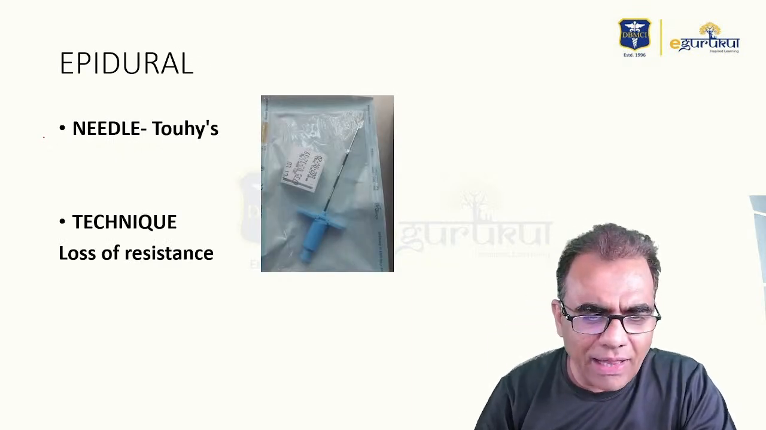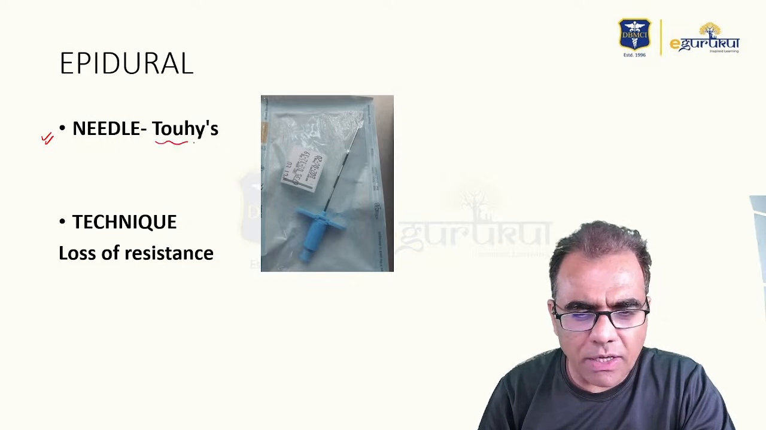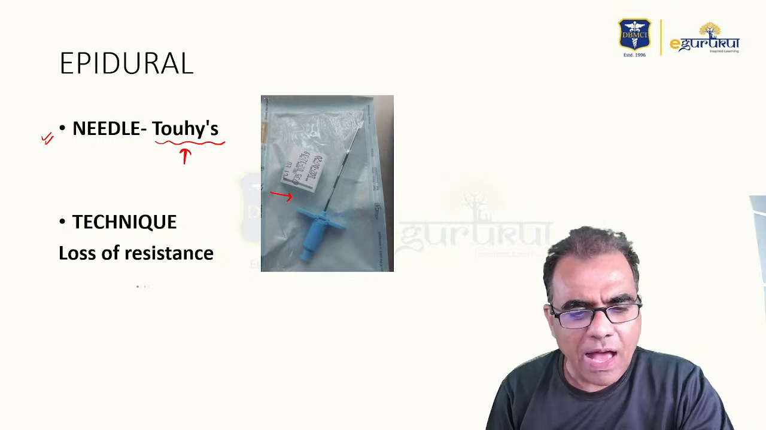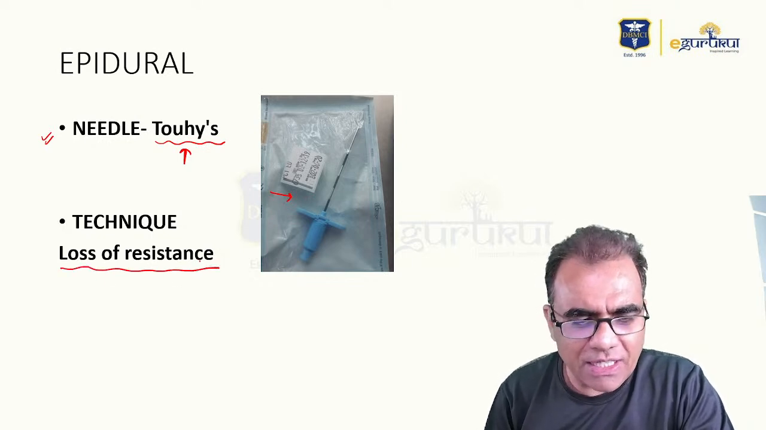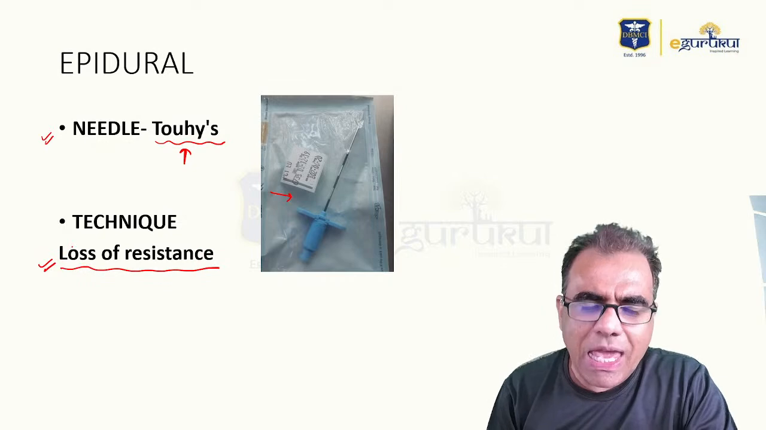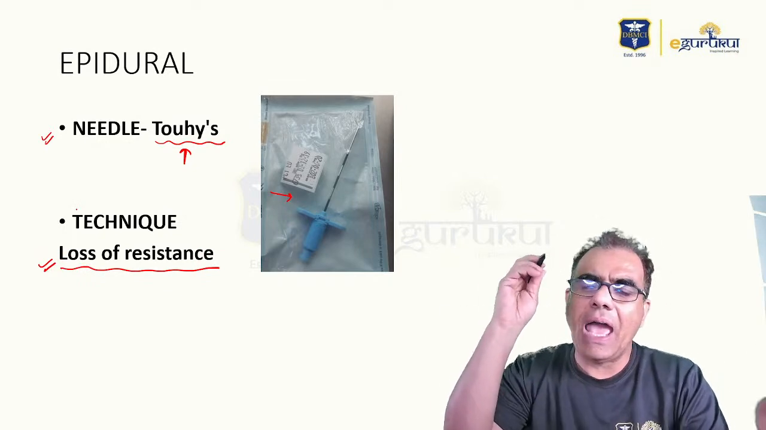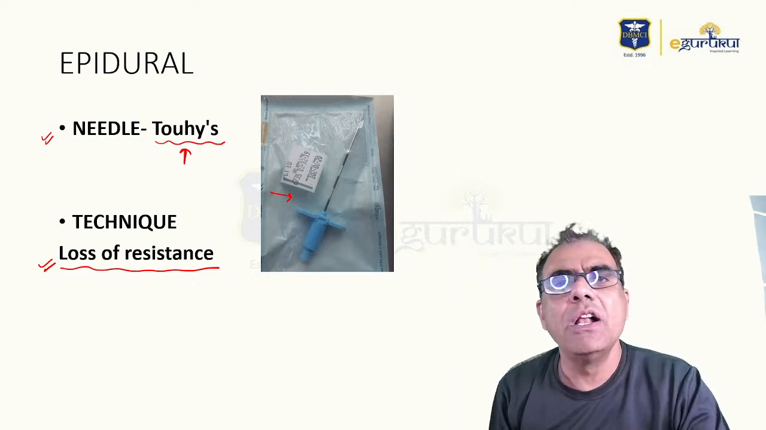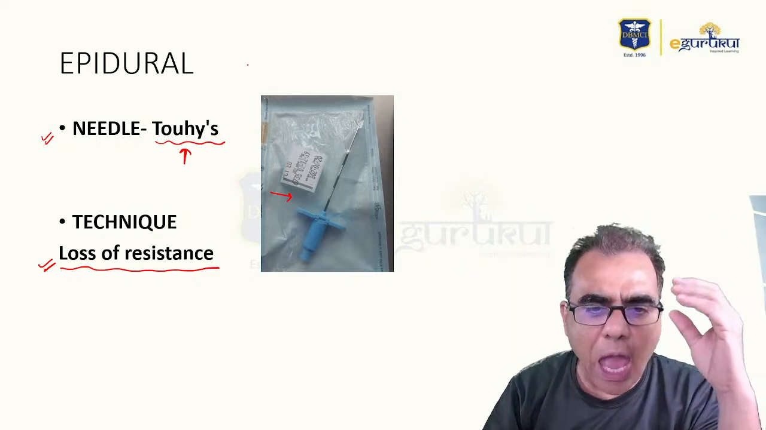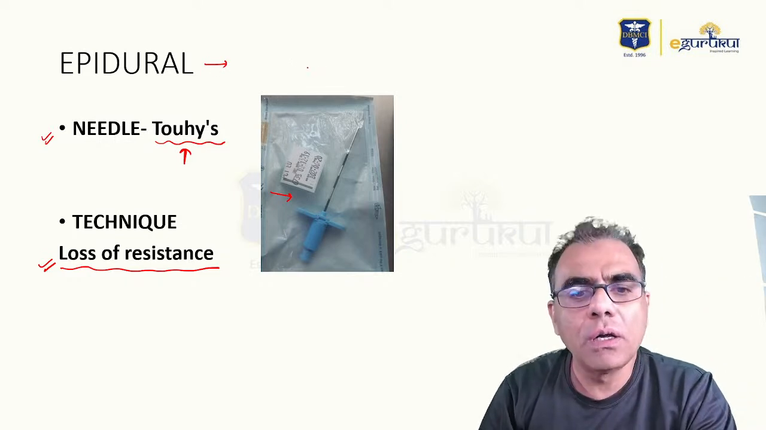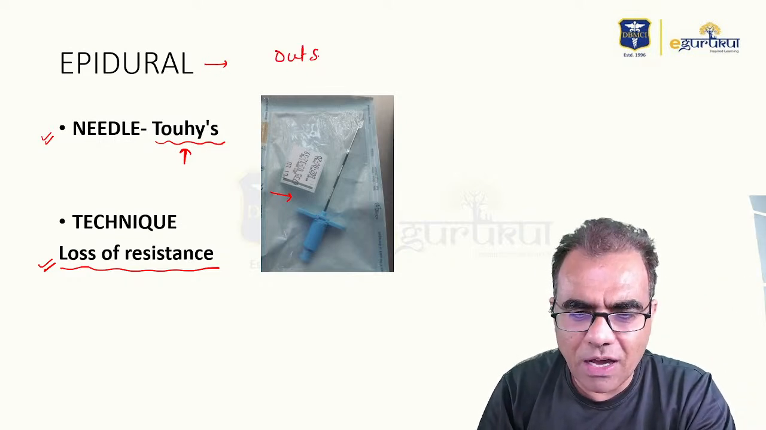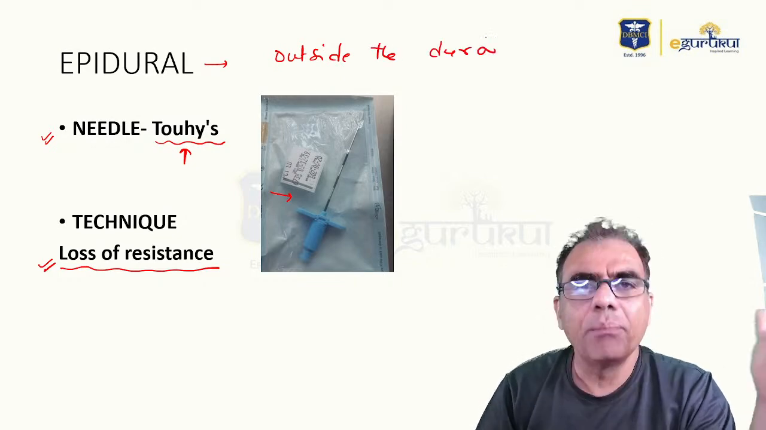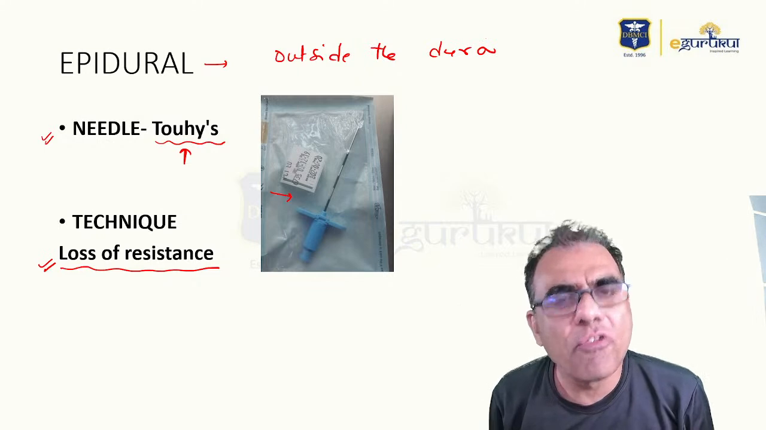Epidural: the needle used for epidural is the 20 gauge Tuohy needle. This is the Tuohy needle. And the technique is loss of resistance. Loss of resistance means as soon as you pierce the ligamentum flavum, there will be a sudden loss of resistance that you can very well feel. Epidural means outside the dura, which means the drug is injected outside the dura, between the dura and ligamentum flavum.